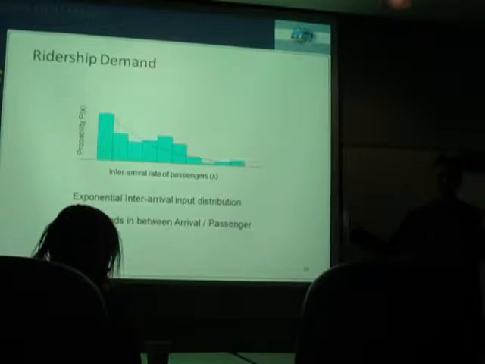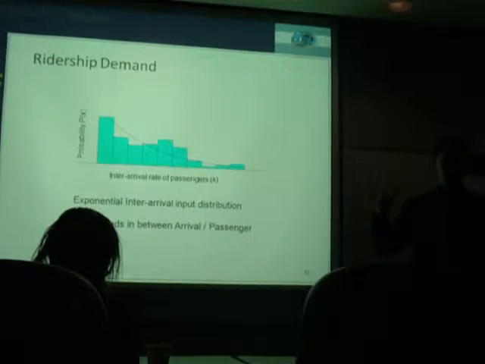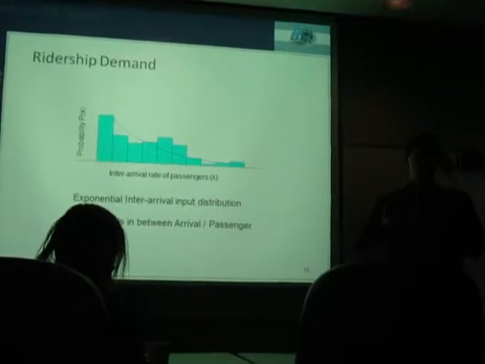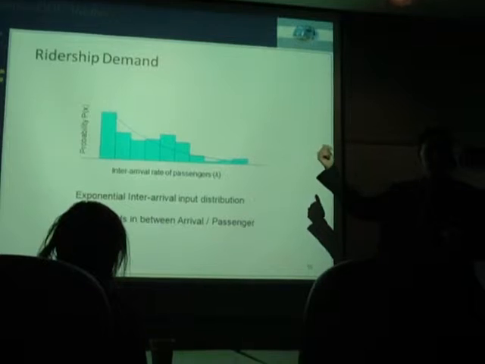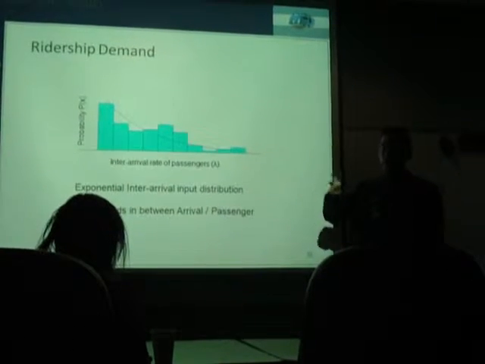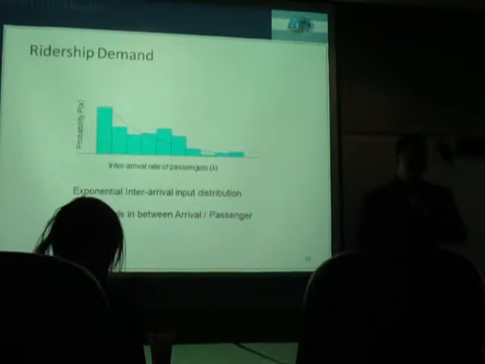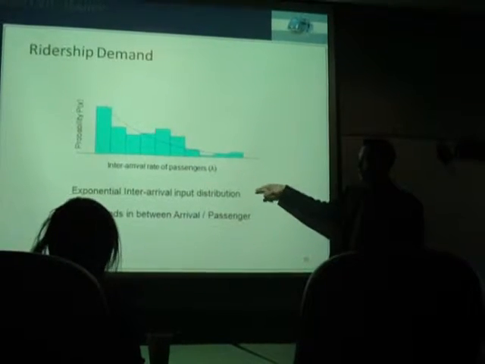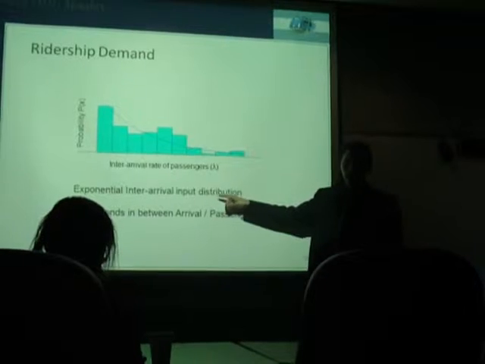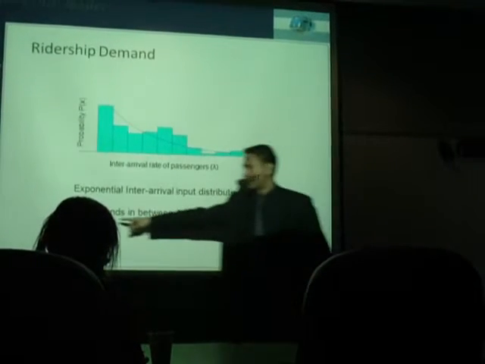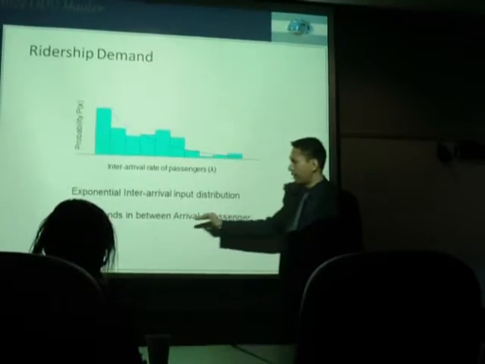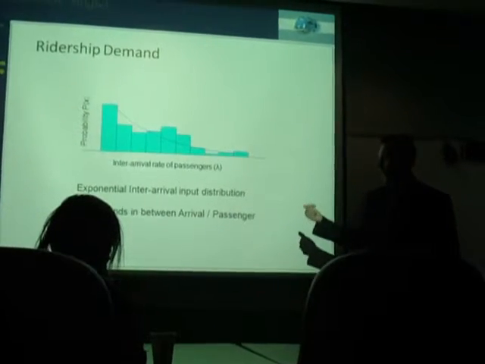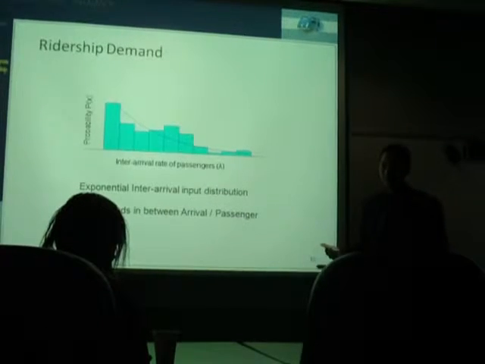So I keep talking about ridership demand. What is that? It is the inter-arrival of passengers. But for me to use it in the model that I showed you earlier, it needs to be in a form that can be directly used in the model. And it should be in an input inter-arrival distribution form. From here onwards, I'll call it lambda. So lambda is nothing but an expression of seconds in between arrival per passenger.